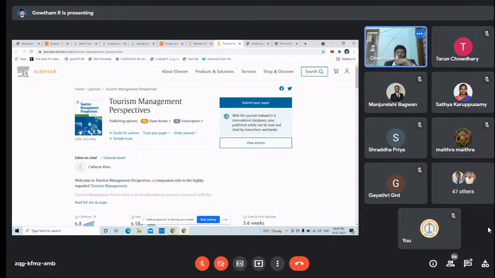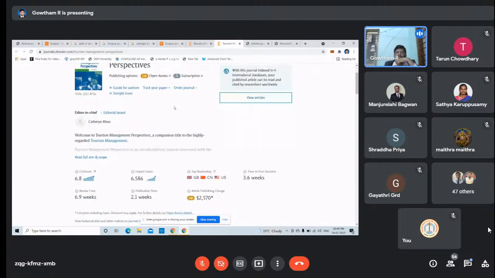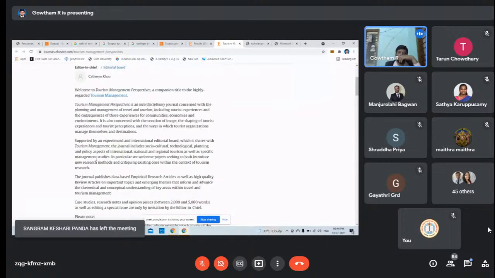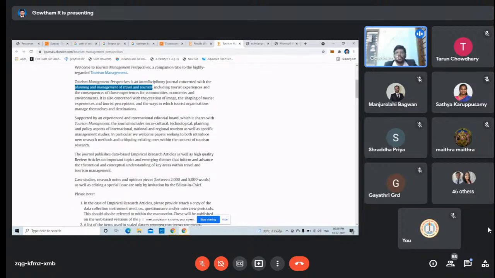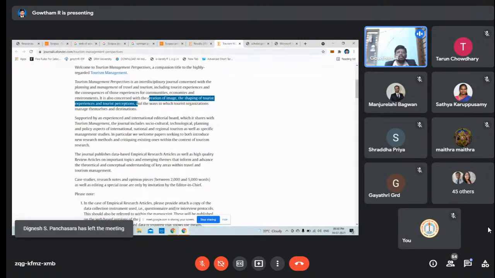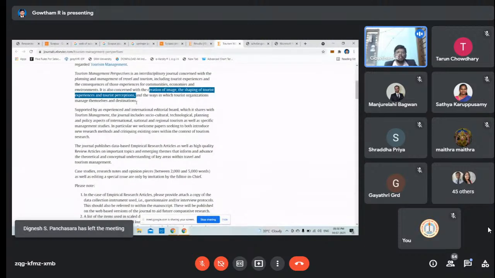So now you could see this has taken you to the journal web page, and here you could find Read full aims and scope. Now this will show you that Tourism Management Perspectives is an interdisciplinary journal concerned with planning and management of tourism. So this journal accepts only papers related to tourism. If your job satisfaction paper is related to the tourism industry, it will be accepted. Then they say it is also concerned with the creation of image, shaping of tourist experiences, tourist perceptions, and so on. So you can read that.